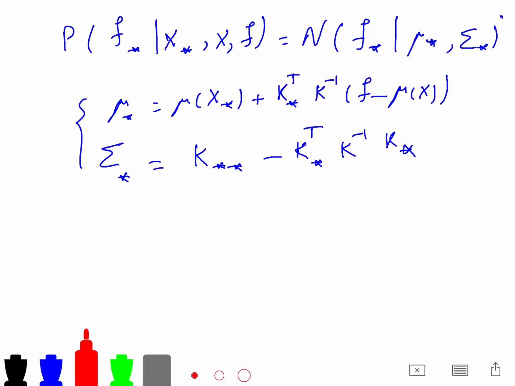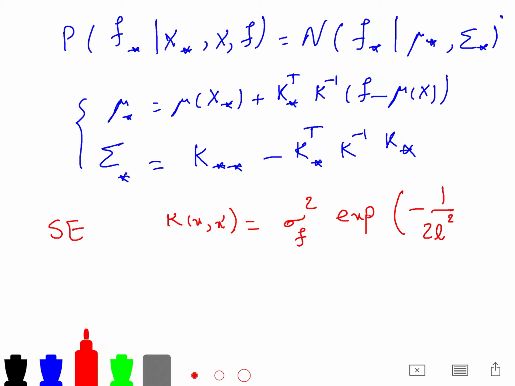Now I want to introduce the squared exponential kernel, which is called SE. So we have sigma f squared, which controls the vertical variation, times e to the minus 1 over 2 l squared, where l controls the horizontal length scale, times x minus x prime squared.